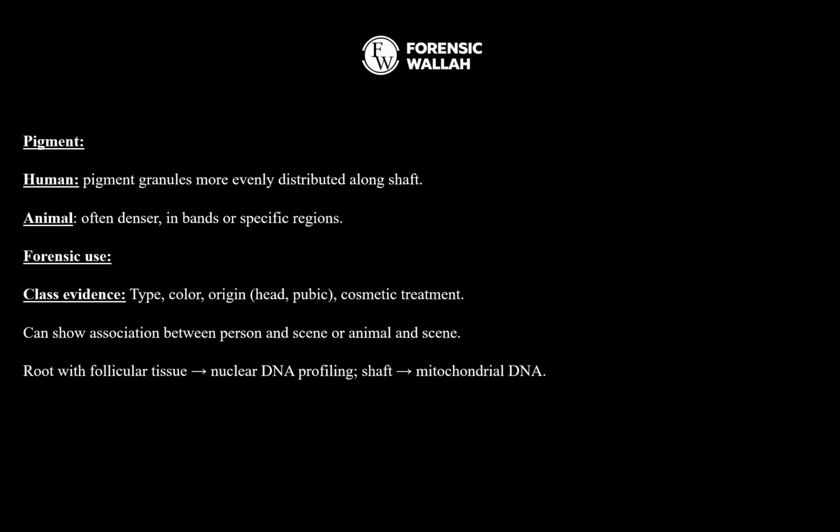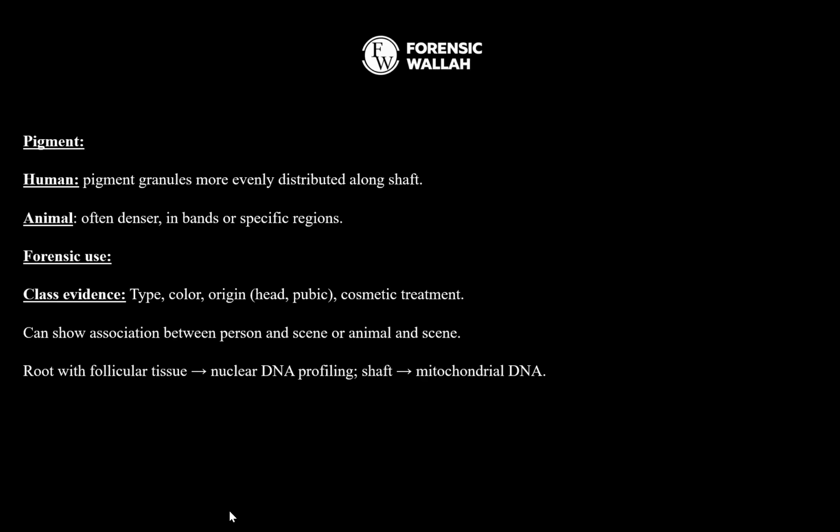Mainly, forensic science uses hair to identify the race of a person, what type of hair it is, which area it is from: the type, color, origin, whether it is a head hair or a pubic hair, or a cosmetically treated hair, if the person has done some hair coloring or any kind of hair treatment. That can be identified. So is there any association between the person and the scene, or between the animal and the scene? Everything can be determined by using hair as biological evidence.